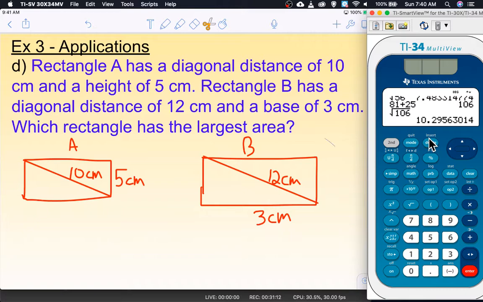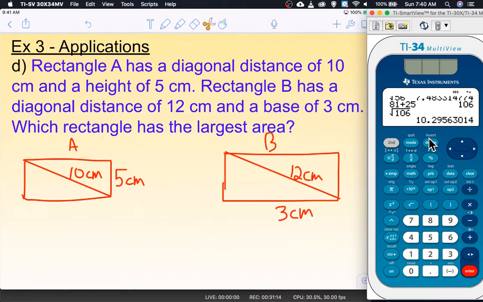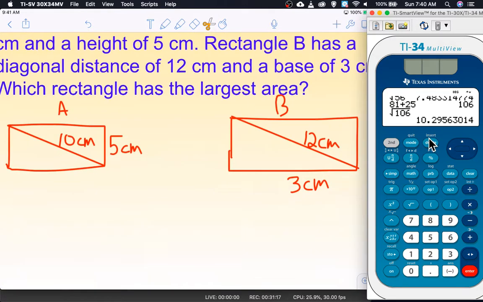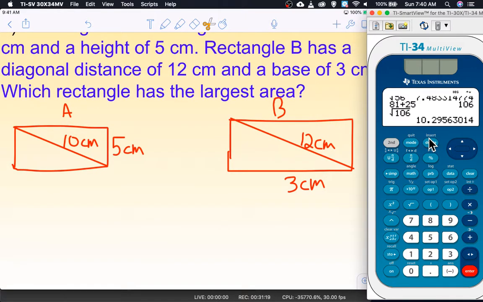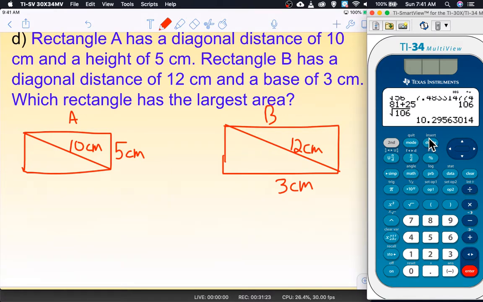Did you do that? Did you actually find which one had the largest area, or did you just find missing sides? I don't know. That's a question for you. If you did not find which one had the largest area, you might want to go back and actually finish the problem.